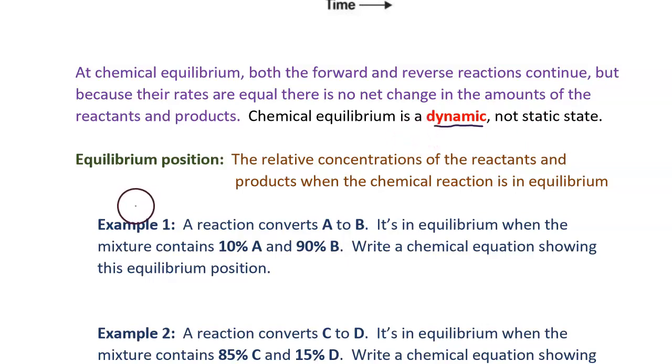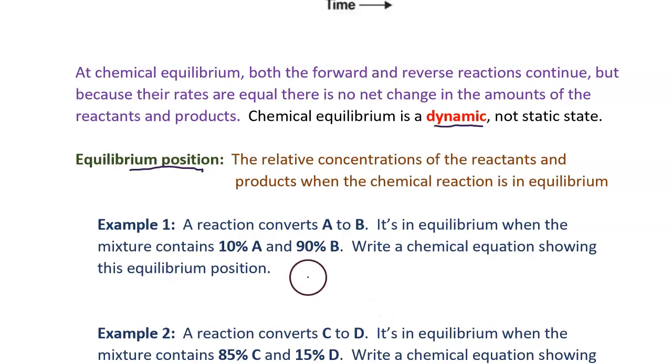When a reversible reaction is in equilibrium, the equilibrium position refers to the relative concentrations of the reactants and products. That is, what are the concentrations of the reactants, what are the concentrations of the products at the point in time when the reaction is in equilibrium. Here's an example. A reaction converts A to B. So we're just speaking in general, A to B, instead of naming actual chemical compounds. It's in equilibrium when the mixture contains 10% A and 90% B.